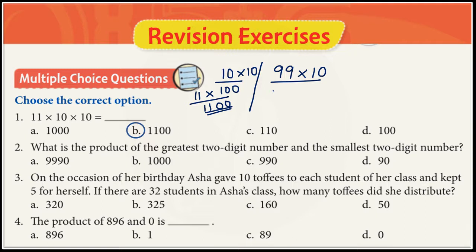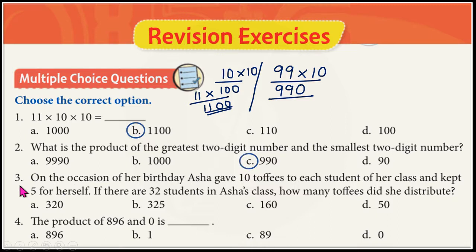How do we get this? We put a 0 because we are multiplying by 10. So if you write 99 and put 0 next to it, that will be the product of 99 and 10. Therefore, 990 is the correct answer for this question. In option A, we have 9990. Option B is 1000. Option C is 990. And option D is 90. Since option C is 990, let us mark option C as the correct answer.